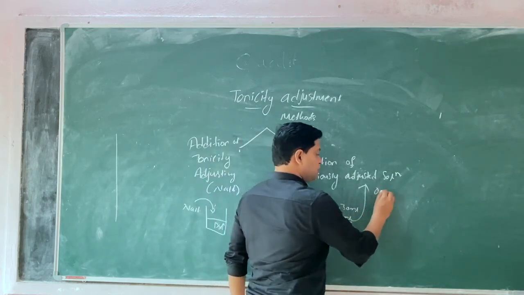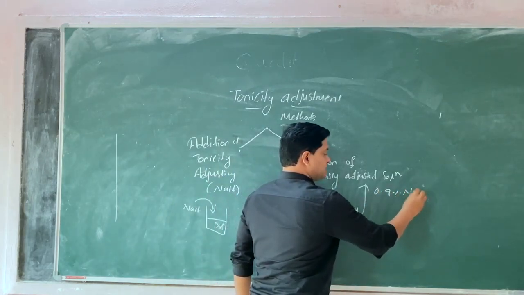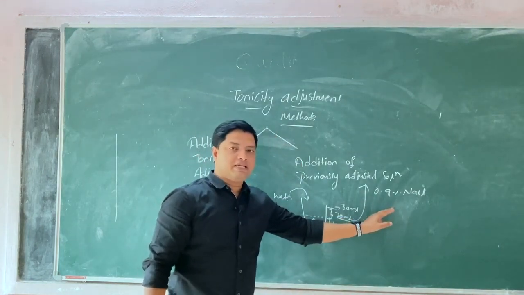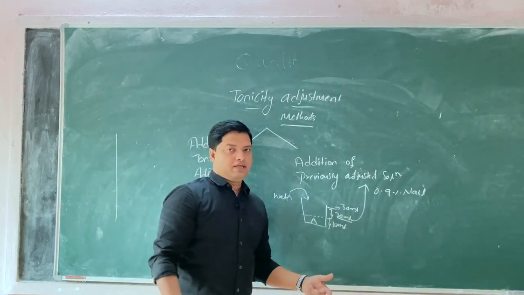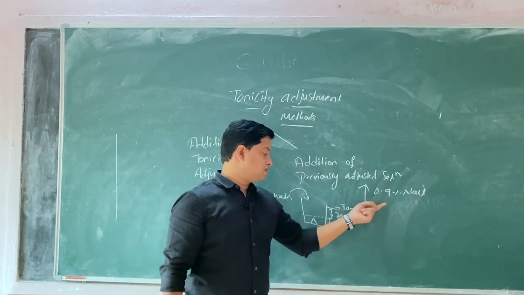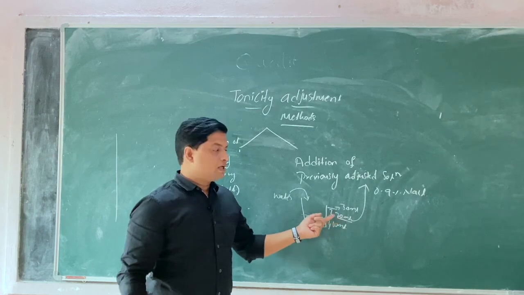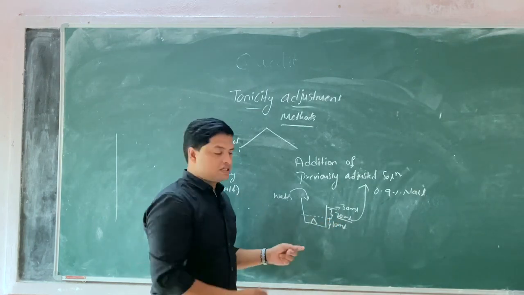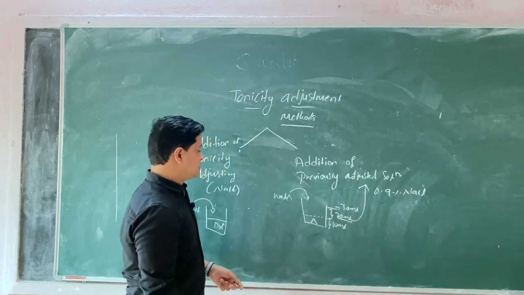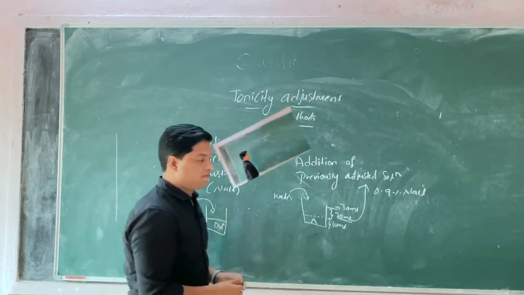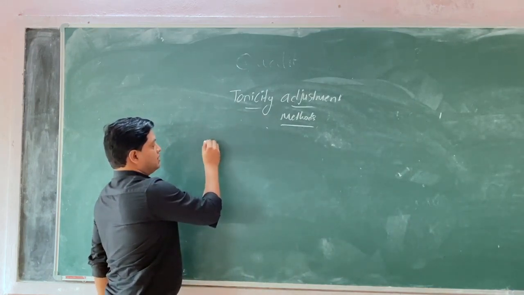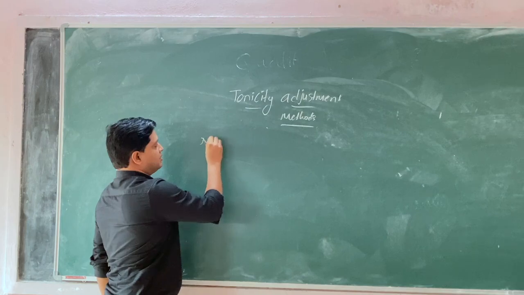Means 0.9% NaCl. You know already that 0.9% NaCl is an isotonic solution. So you are adding the previously adjusted isotonic solution, how much? 20 ml. Okay, those are the two methods. Regarding this method I will teach you in detail in the coming part of this lecture. Now we will try to see the first method, that is addition of NaCl.